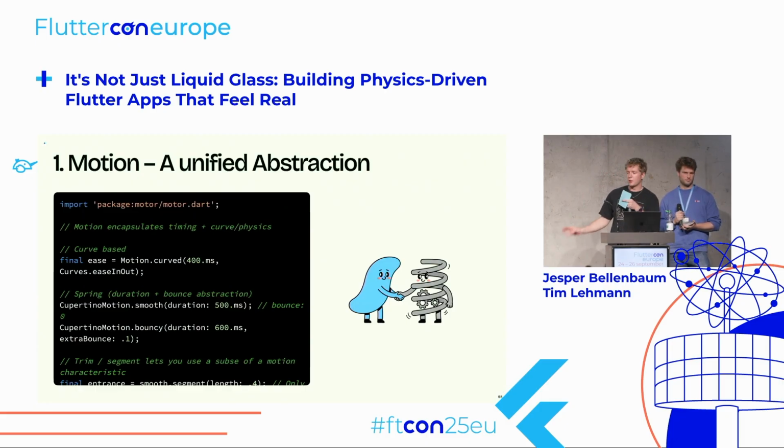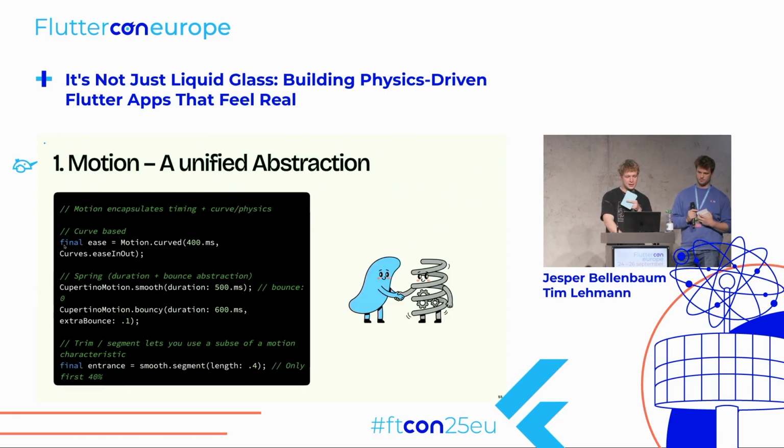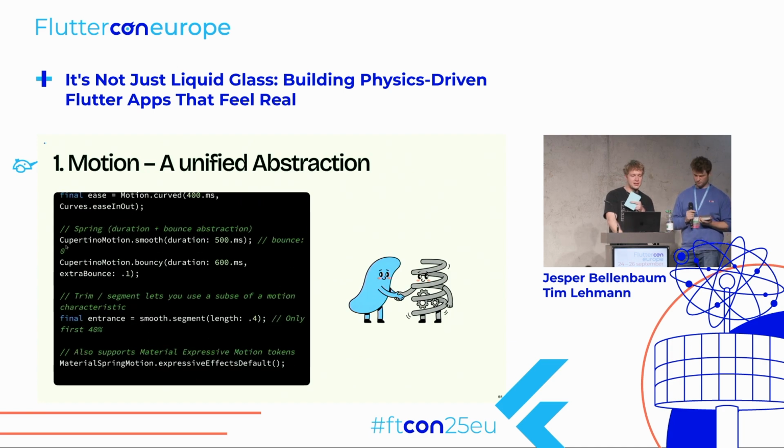The first thing we want to talk about is a class called Motion, and that is basically just a unified abstraction for both curves with durations, as we can see here, as well as spring simulations. And we also offer a few tokens that we took from SwiftUI, so you can build motions that feel like the real thing on Apple platforms. You can also modify your motion with certain extensions that are not super important for now. And Material Expressive also changed their entire motion system to Spring simulations, and Flutter doesn't support it yet. So if you import Motor, you also get access to that.